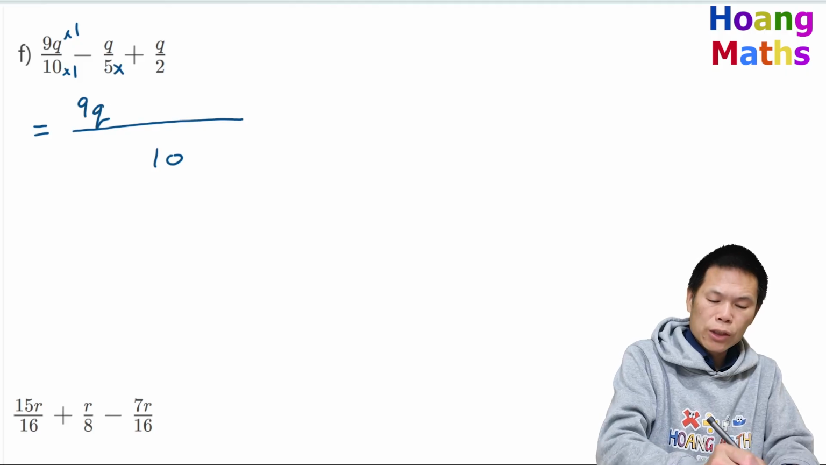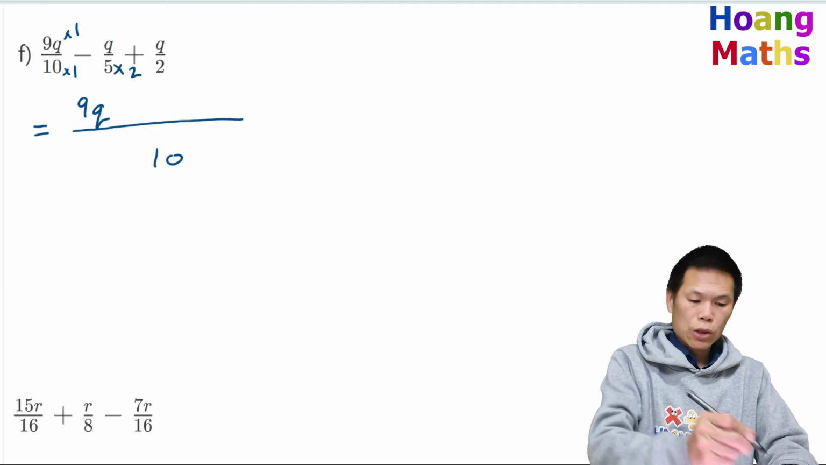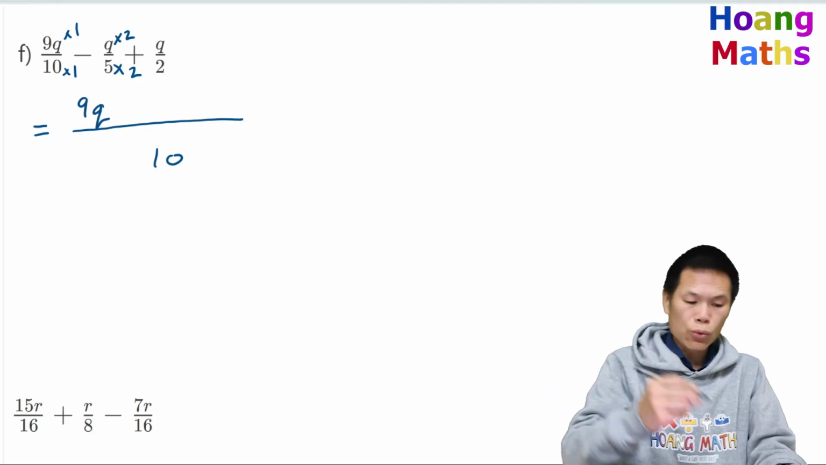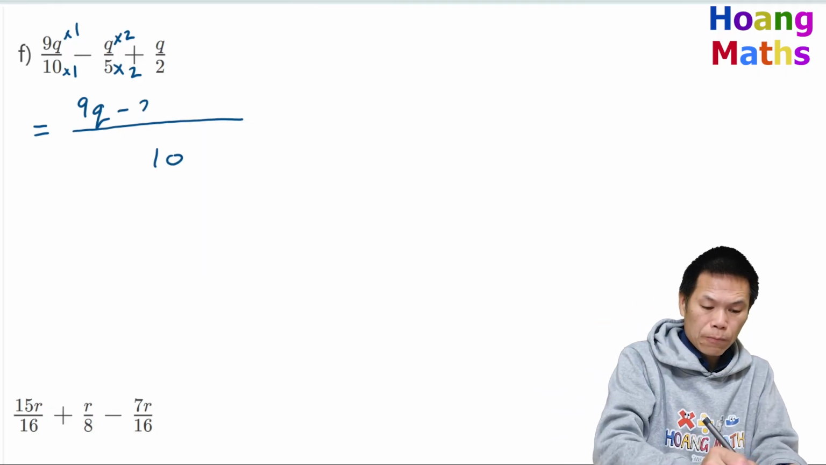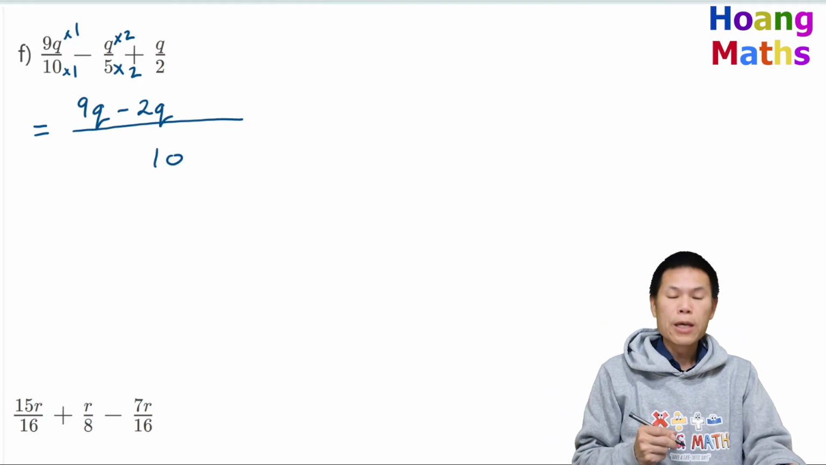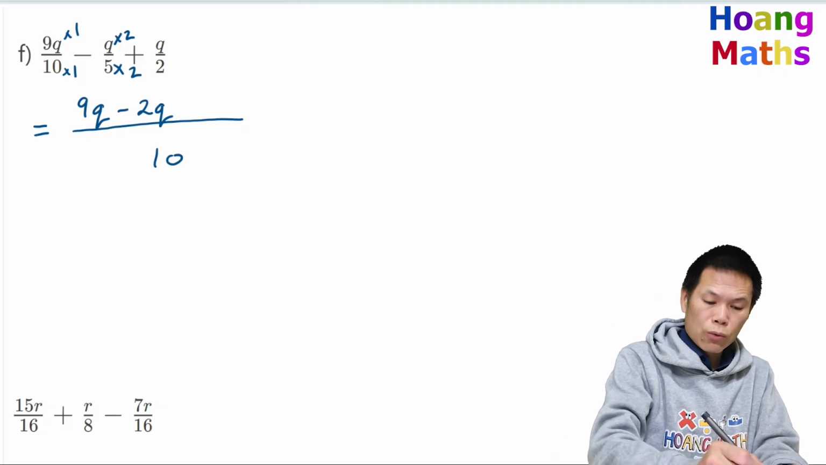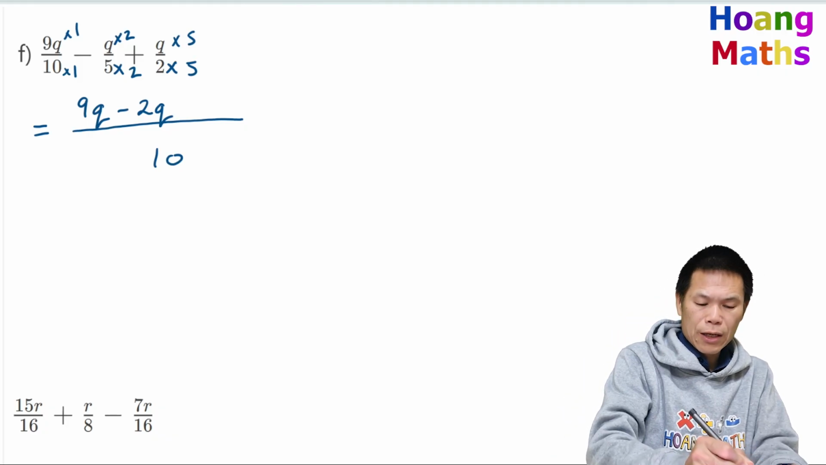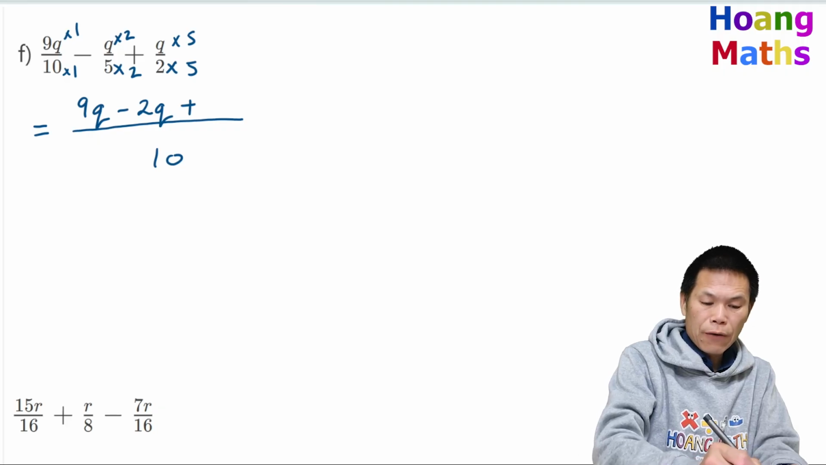And from 5 to 10, I times this by 2. So therefore, this times by 2. So 2 times q is 2q. So we minus 2q. And for 2 to 10, I times by 5. So this times by 5. So we add 5 times q, which is 5q.